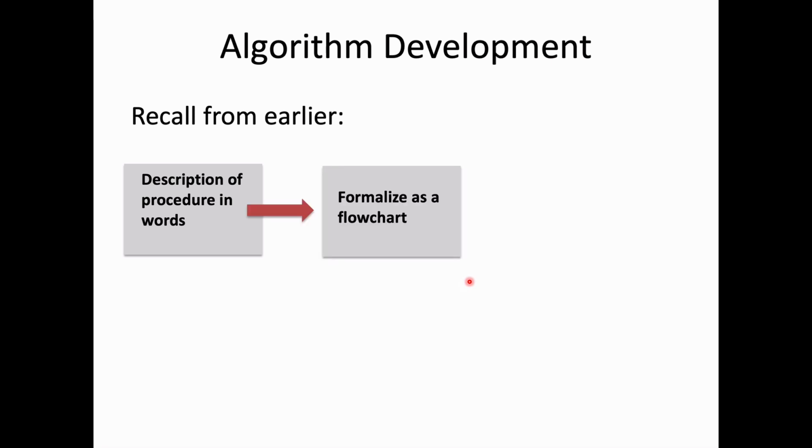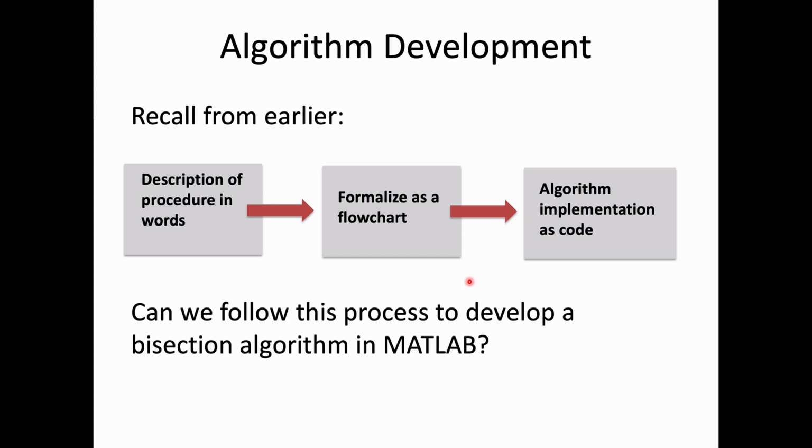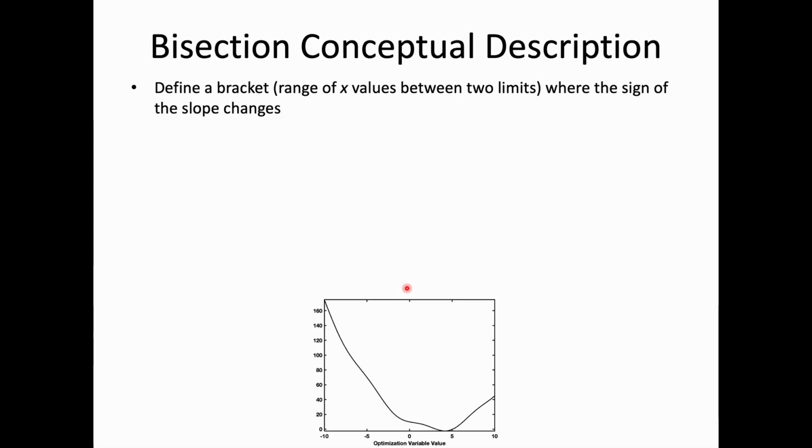So recall from earlier, we start off with a description of the procedure in words. We've done that. We've also included some graphical illustration. But then the next step we'd like to take is to formalize this as a flowchart and then implement this as Matlab code. Can we follow this process now to develop a bisection algorithm in Matlab?